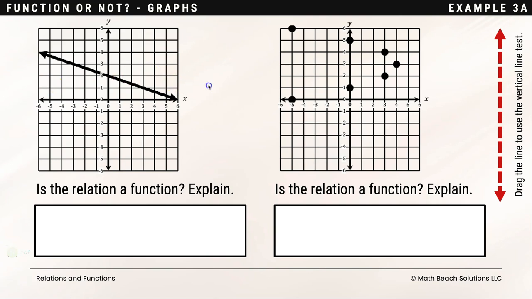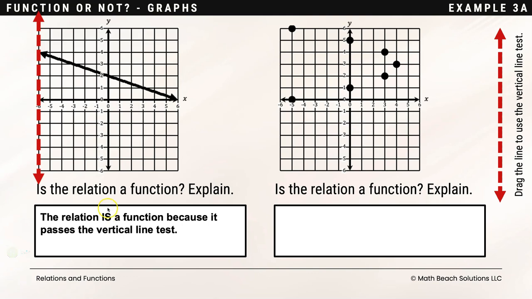Let's test the first graph. We'll run our vertical line over the graph, and at any given point, it only touches one point of the relation at a time, meaning this relation is a function. It passes the vertical line test. Let's try the next relation.